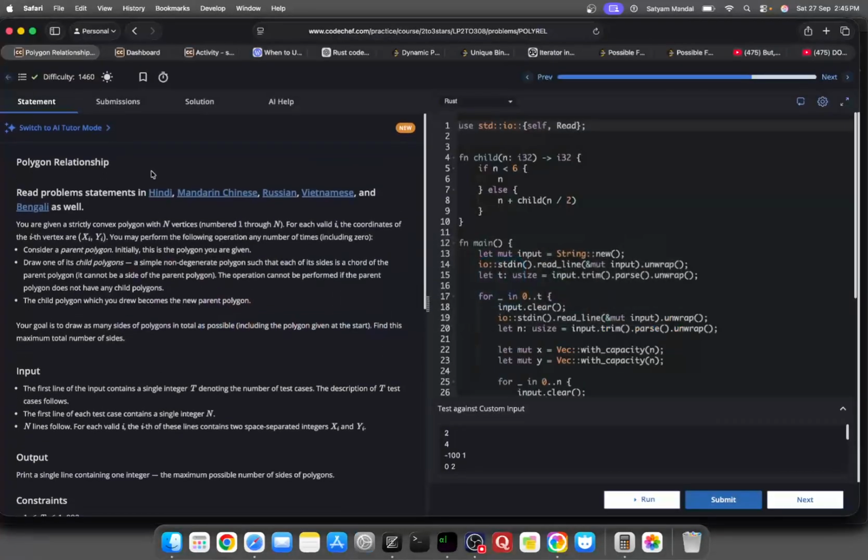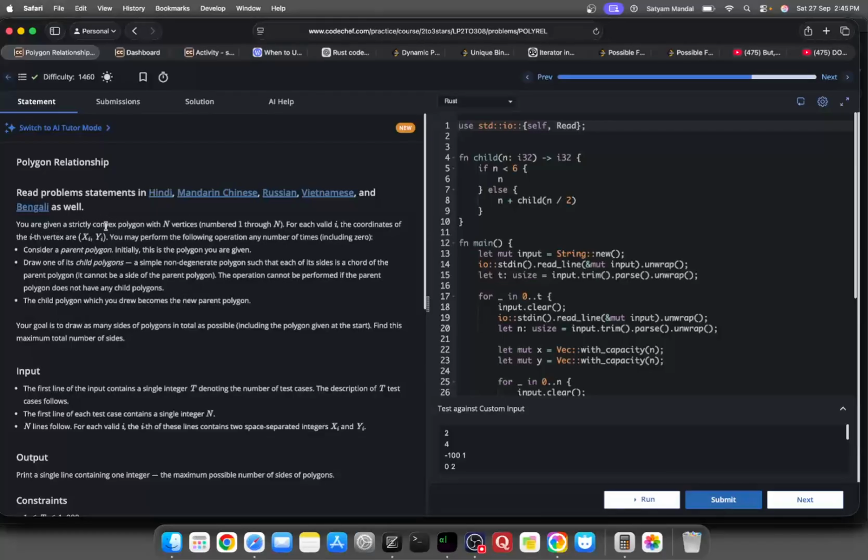Okay, so it's another problem from CodeChef. So let's read what they are trying to say. You are given a strictly convex polygon. So by the way, a polygon is something that has at least three sides and all those sides are connected with each other. That's a polygon.